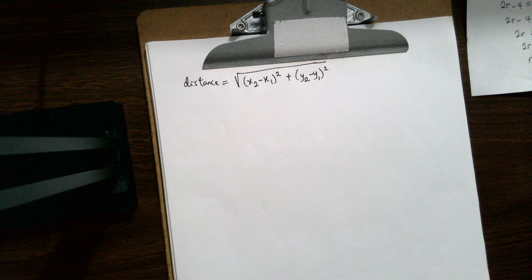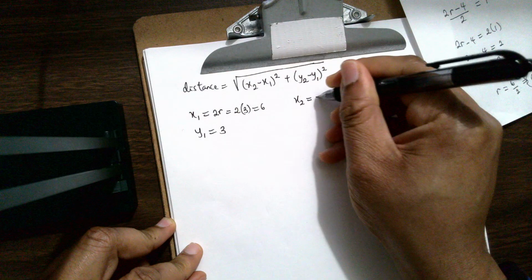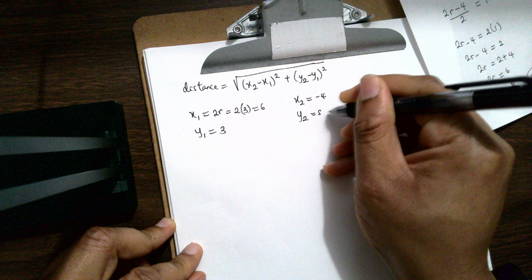Okay, now we'll come back here. Remember, this is our x1, 2r. We just write everything here, which will make it easier for us. Our x1 is 2r, which is 2 times 3, which is 6. Our y1 is still 3. Our x2 is -4, and our y2 is s, which is 7.